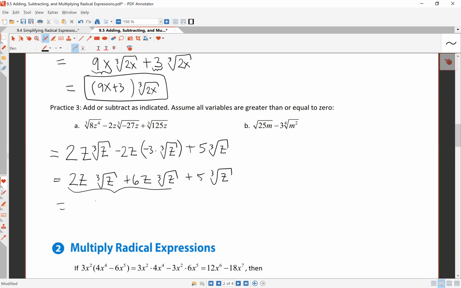These two add and give us 8z cube root of z, and this gives me 5 cube root of z. Now that they both have cube roots of z, I can rewrite this as 8z plus 5.